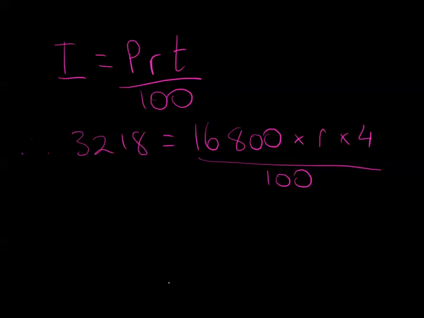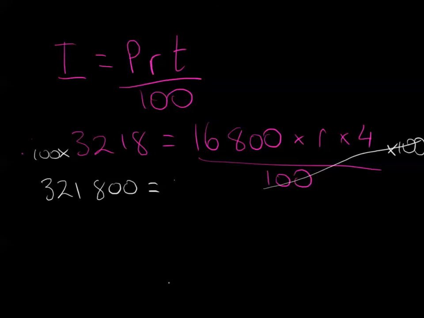So what we need to do is multiply the right hand side by 100, and by doing so we cancel out our denominator of 100. But whatever we do to the right hand side of the equal sign, we also must do to the left hand side. So we're going to end up with 321,800 equals 16,800 multiplied by R multiplied by 4.